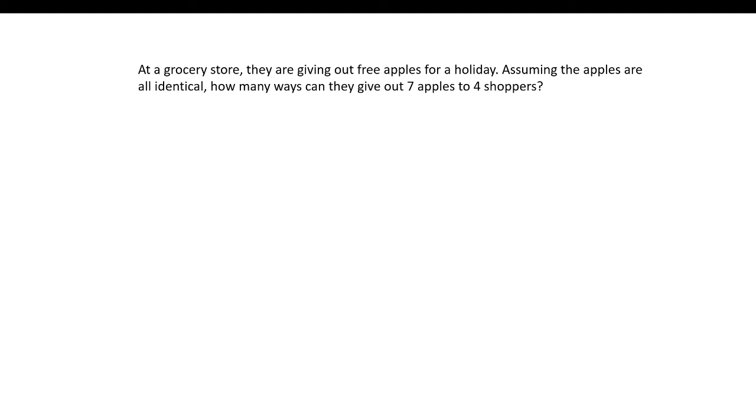Alright, so we have a problem here. At a grocery store, the grocery store people are giving away free apples for a holiday. Assuming the apples are all identical, how many ways can they give out 7 apples to 4 shoppers? This is a key example of stars and bars.